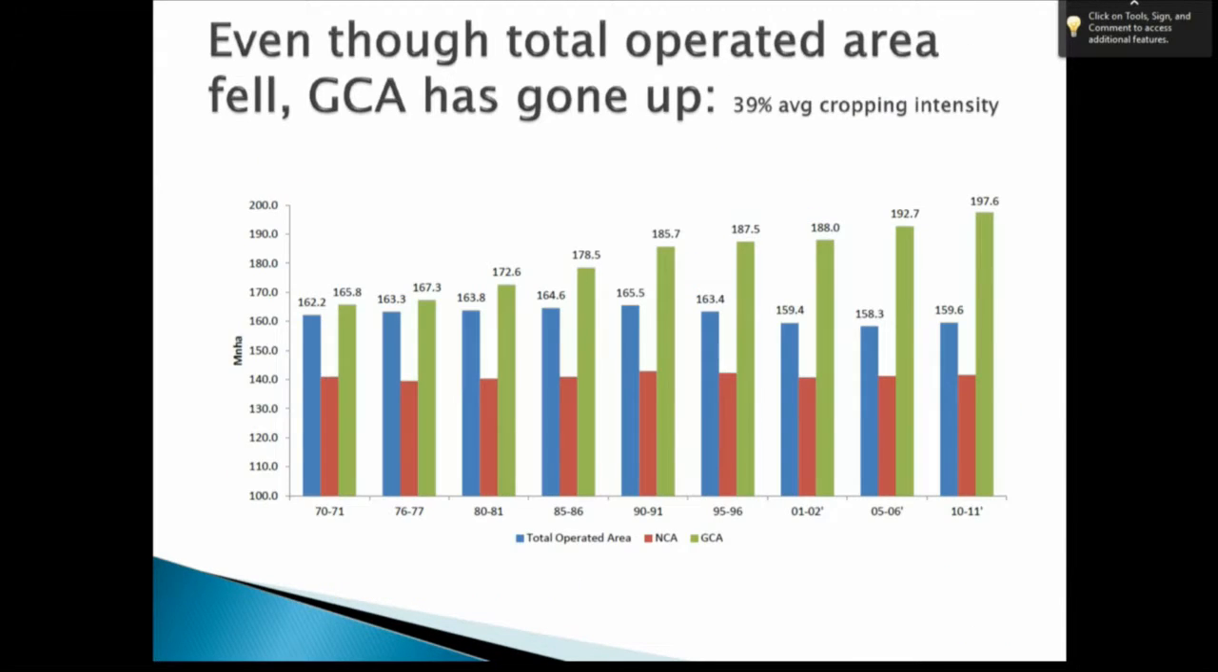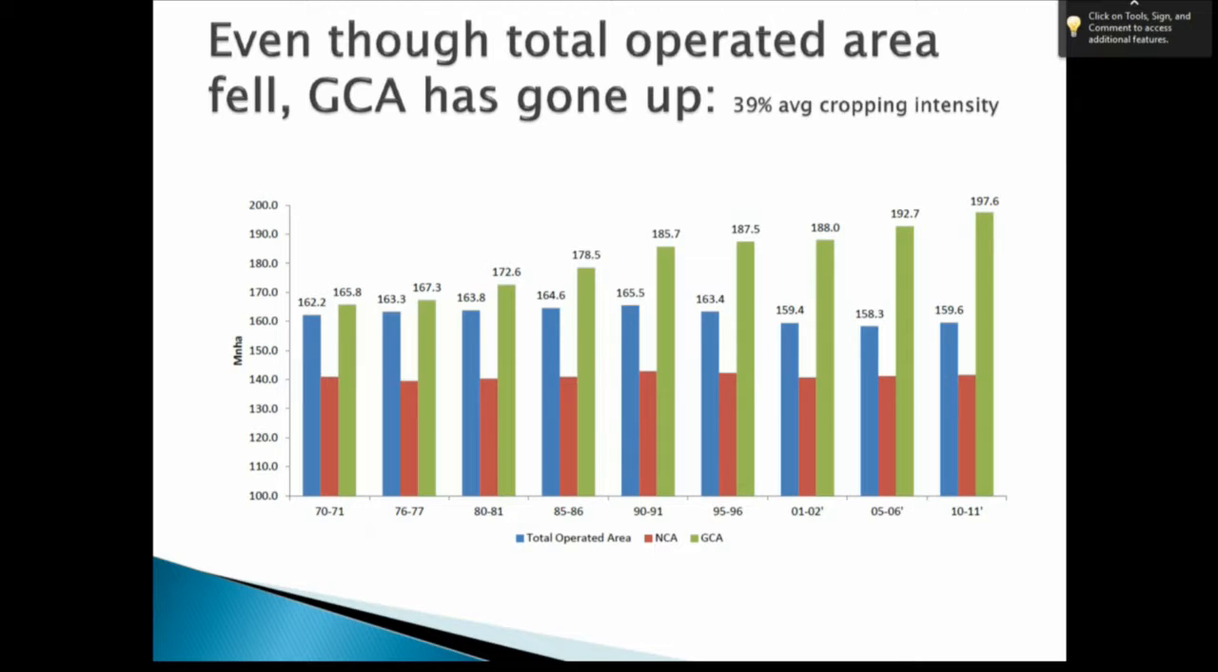But interestingly, while we do have a reduced operated area, we have a higher GCA. And this graph shows you exactly that. The interaction is between the total operated area, the net cropped area, and the gross cropped area. From 162, the operated area has gone down to 160. But in terms of gross cropped area, we've actually increased it from 165 to 197.